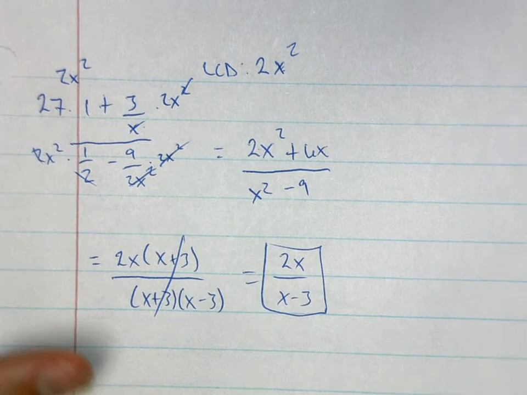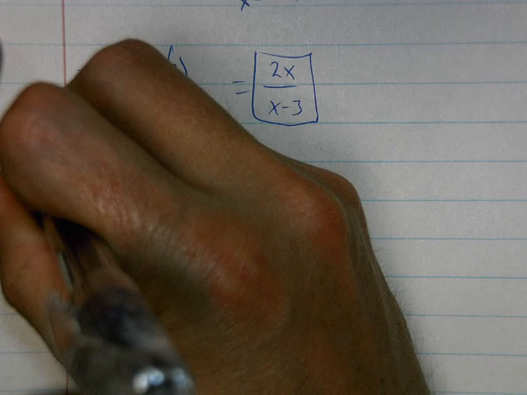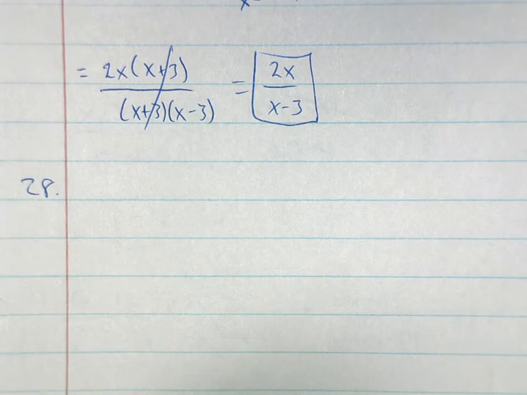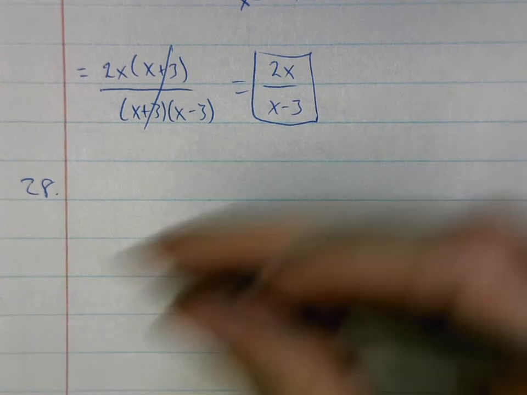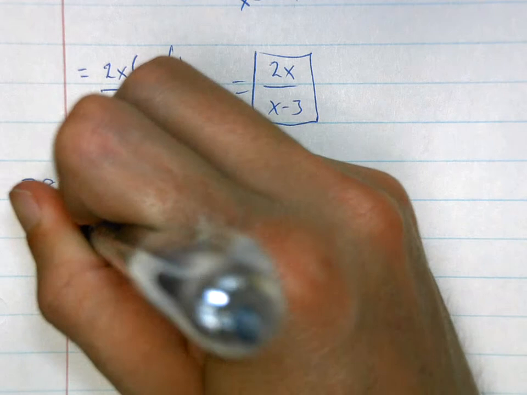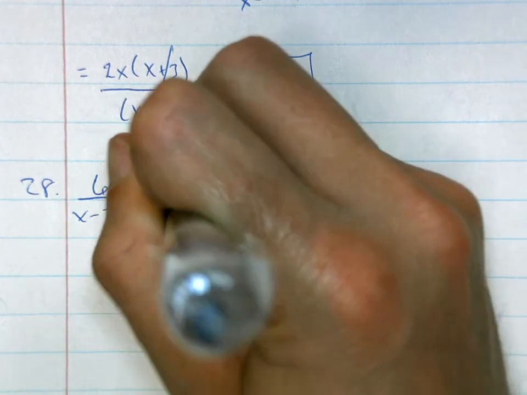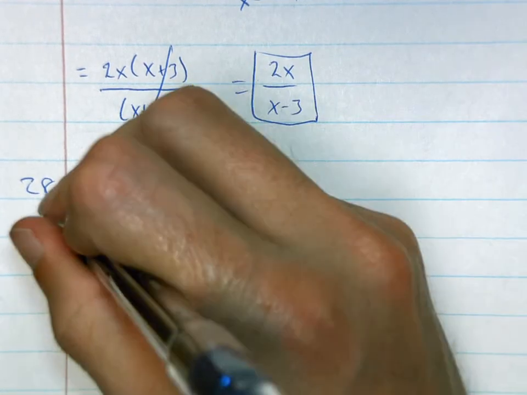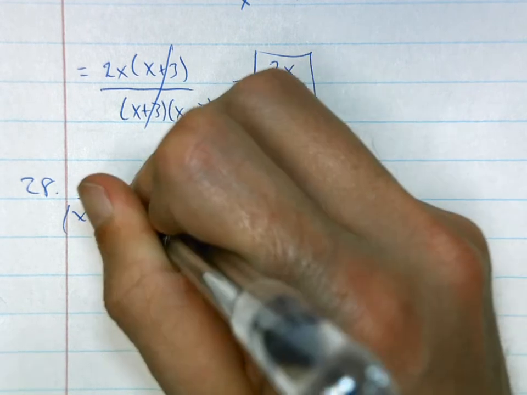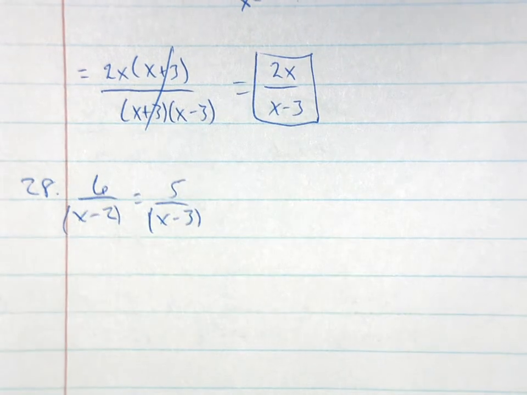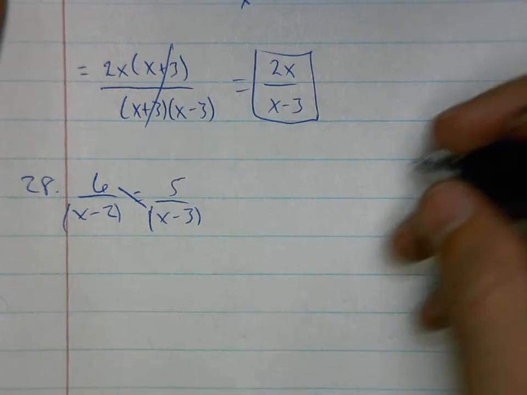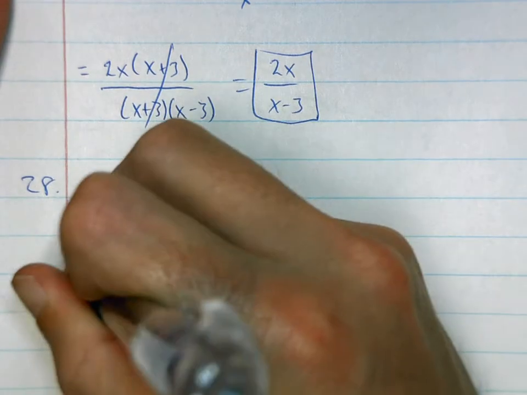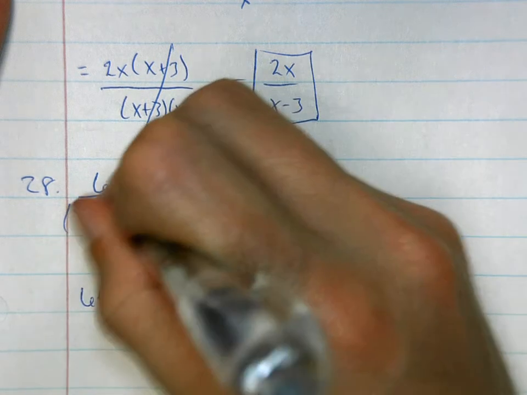28. Solve for x and state how many solutions you have. So we've got 6 over x minus 2 equals 5 over x minus 3. We can cross multiply. At first I thought I wasn't supposed to show you guys this, but I saw other teachers do it, so I'm just going to do it. 6 times that is 6 times x minus 3. 5 times that is 5 times x minus 2.